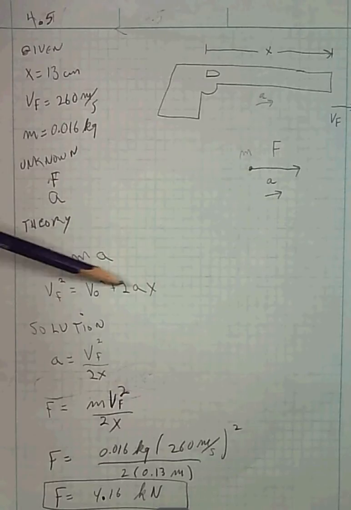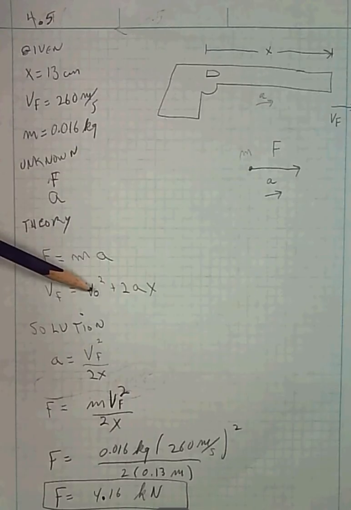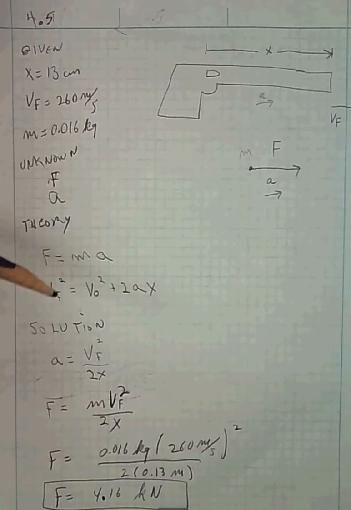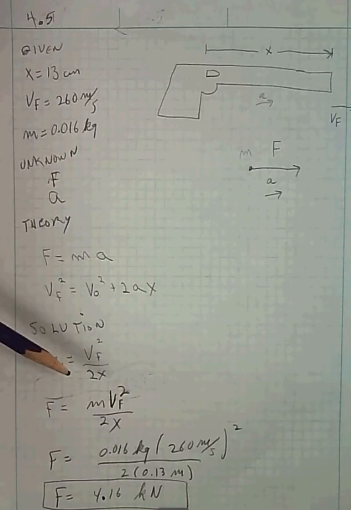We need the kinematical equation that relates the final velocity to the initial velocity, which is 0, and the distance that the particle moves and the acceleration. In our solution, if we solve this equation for a, we get this expression right here. But I don't want to, at this point, plug in the numbers. I want to go ahead and algebraically solve for the force.